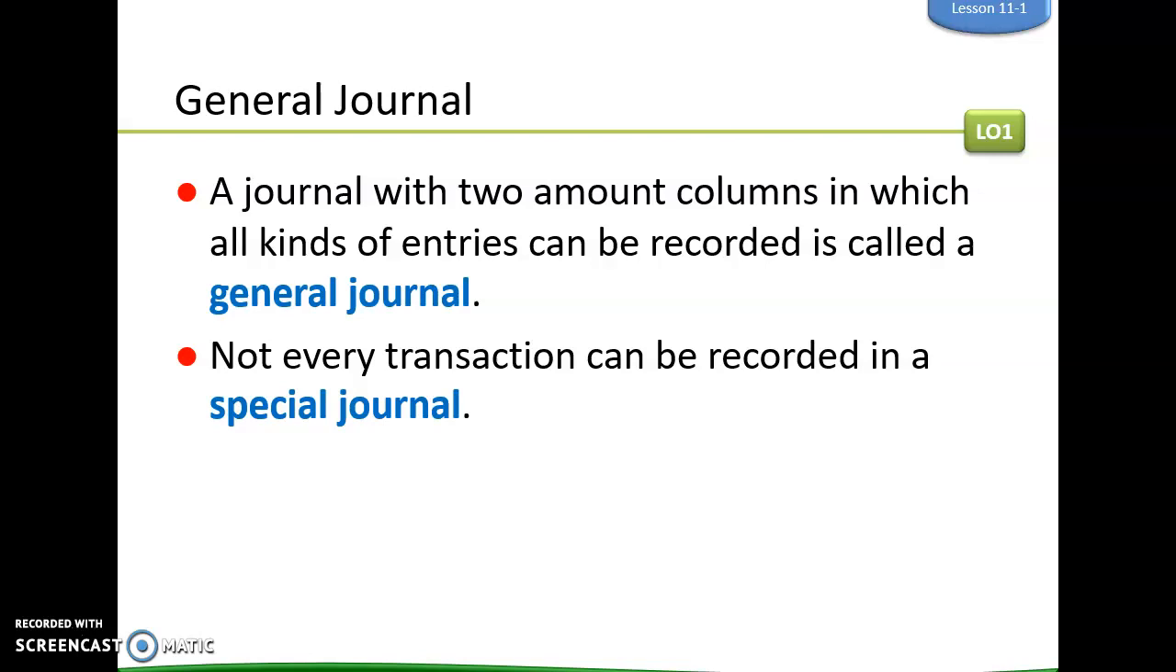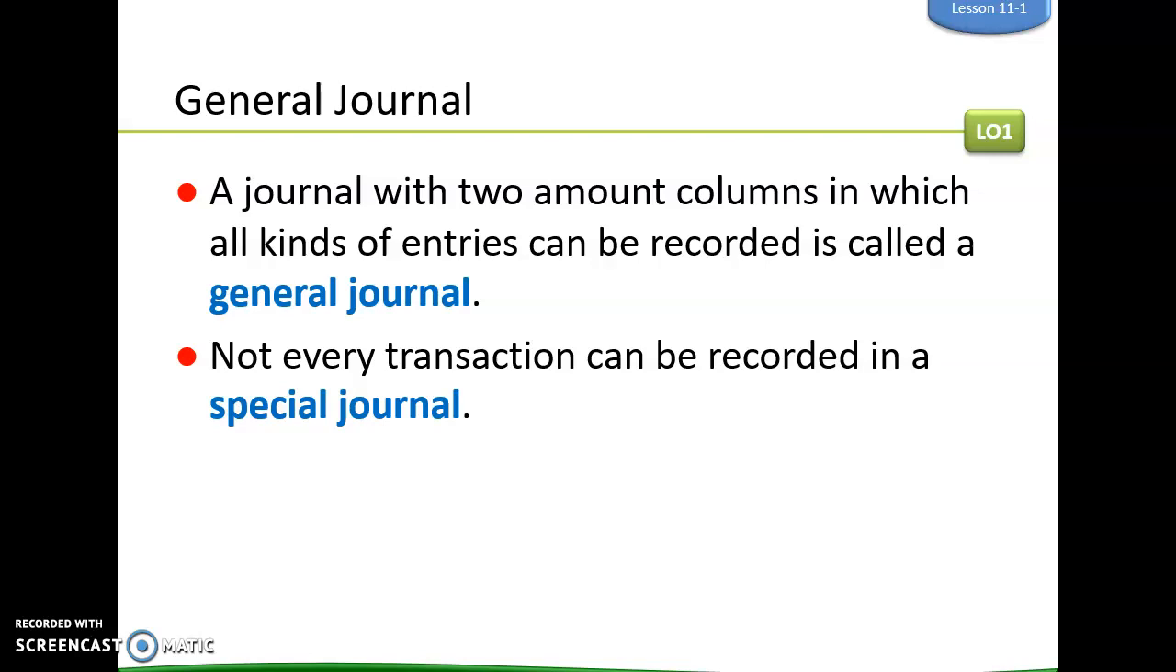So the book had an example about when a company buys supplies on account, so what would we debit and credit? If they're buying store supplies on account, we would debit store supplies and credit accounts payable, right? So could that go in the cash payments journal? No, it could not, because it was not a cash payment.